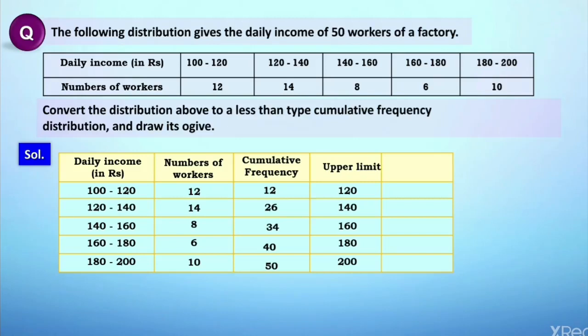For getting the ogive curve, we need to identify the points, and points we will be getting using the upper limit and its corresponding cumulative frequency, that is 120, 12, 140, 26, 160, 34, 180, 40 and 200, 50 are the points to be plotted in order to get the less than type cumulative frequency ogive.